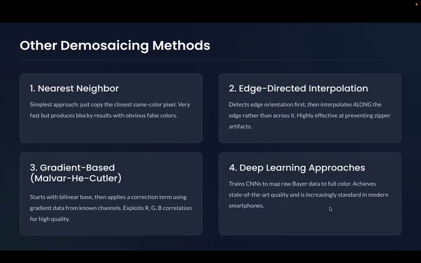And at the top end, deep learning approaches train a CNN to learn the entire demosaicing process from data. These achieve state-of-the-art quality and are increasingly what modern smartphone cameras use internally. But fundamentally, every one of these methods faces the same challenge. Two-thirds of the color information was never captured by the sensor. The only question is how you intelligently reconstruct it.